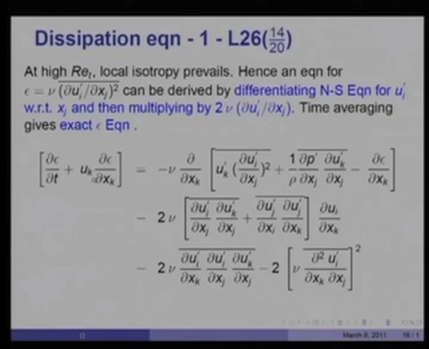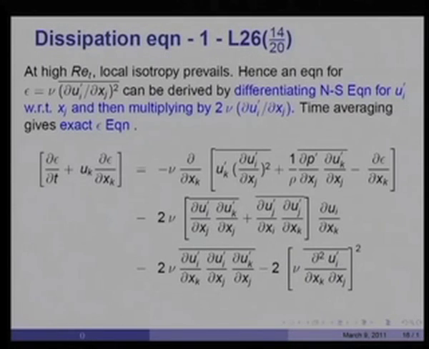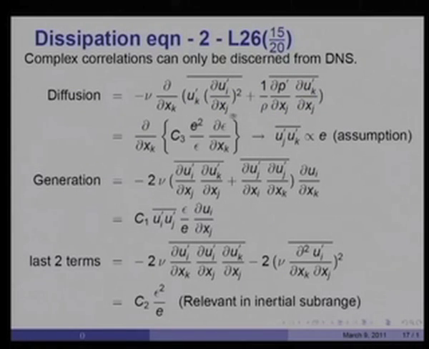It has a convection term, and then these two terms constitute diffusion of epsilon, firstly due to pressure gradient or the pressure fluctuations, and secondly due to the velocity fluctuation. This is the laminar diffusion. This is the production of epsilon. This contributes to the production of kinetic energy, and these two are the dissipation of epsilon itself. Now, the complex correlations can be discerned from the DNS. So, how can we model these complex terms that you see here? Well, that has been done by looking at computations of direct numerical simulation.